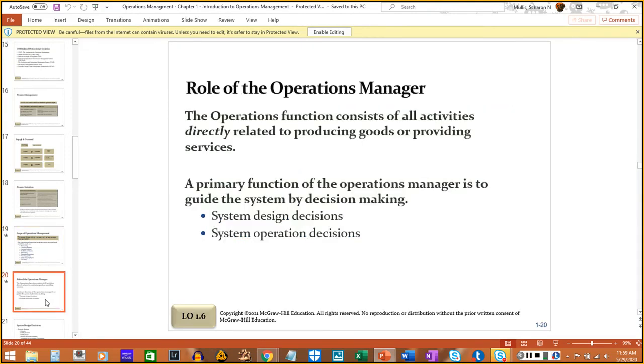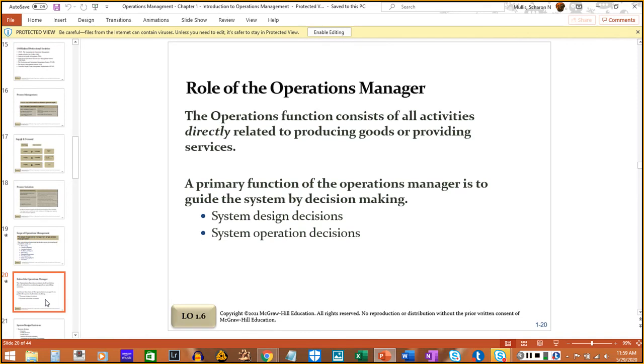So, the role of the operations manager. The operations function consists of all activities directly related to producing goods or services. I said that before. The primary function of the operations manager is to guide the system by decision making. You have two different ways to make decisions, the first being the system design decision.